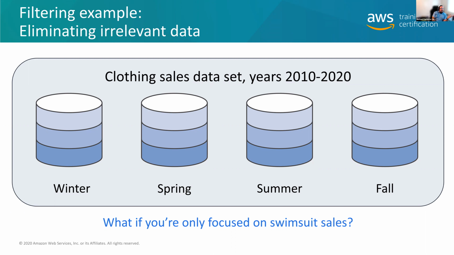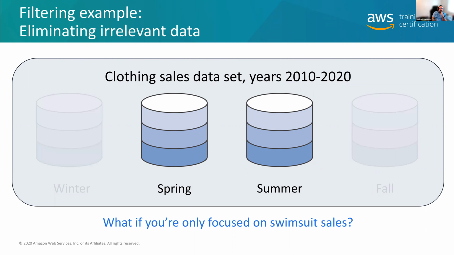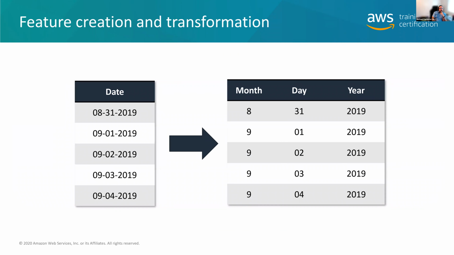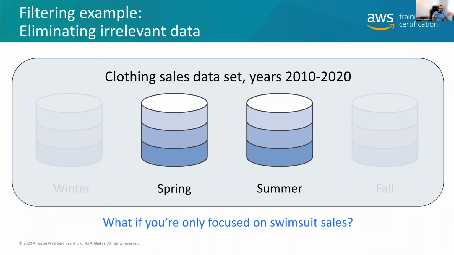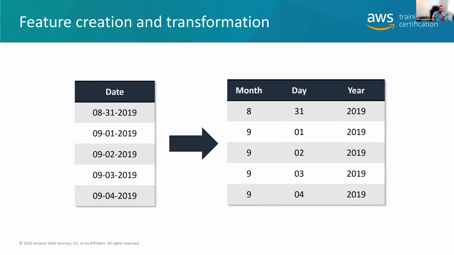Right. So this is a clothing data set that includes 10 years of sales data. But what if your business problem is only focused on swimsuit sales? Do you actually need the entire set of data? Maybe not. Maybe you're only interested in spring and summer, because the amount of sales during the winter and fall as it relates to swimsuits is so incredibly low. It's not even remotely relevant. So in this case, you could filter out the quarters that don't make any sense.